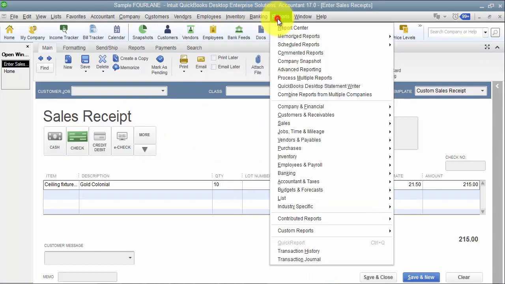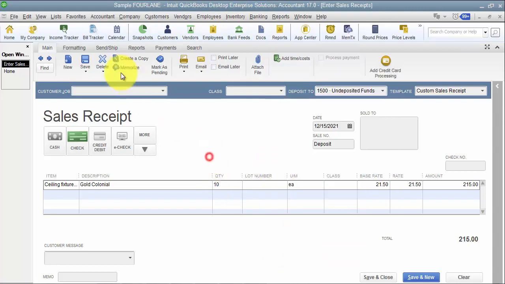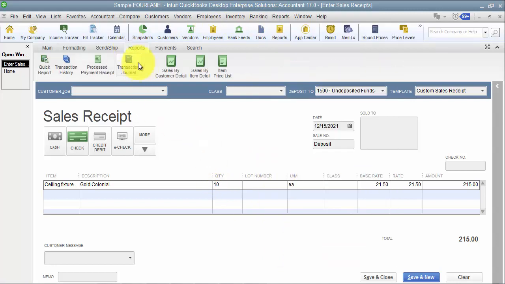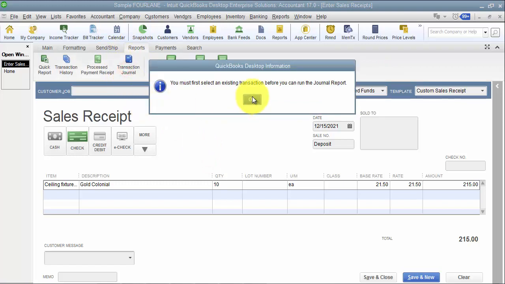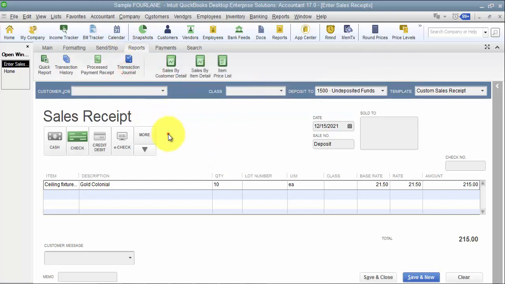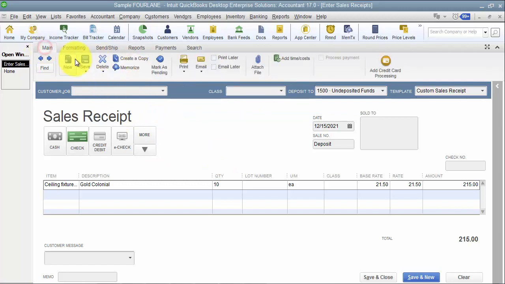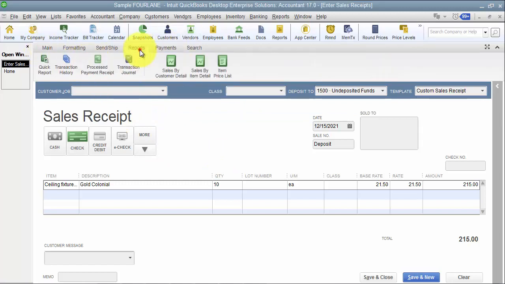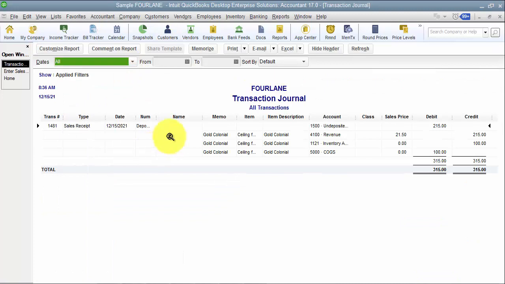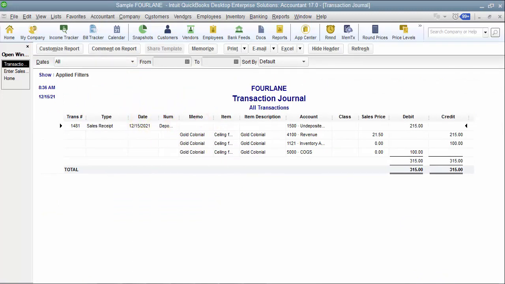So then I can go up to my reports and the transaction journal is going to be there. Oh, I haven't saved it yet because I changed the check. So then we go to the transaction journal. You have to save the transaction in order for a transaction journal to be there. So what's happening behind the scenes?